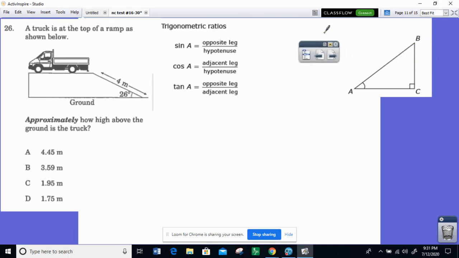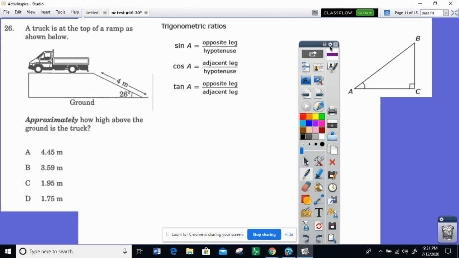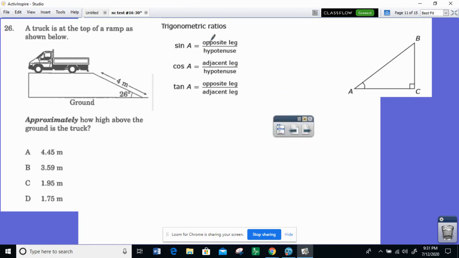Number 26, a truck is at the top of a ramp as shown below. Approximately how high above the ground is the truck? Well, I should have done this on the problem about the angle of elevation. Here is what it's going to show you on your formula chart on Thursday for the sine, cosine, and tangent ratios in a right triangle.